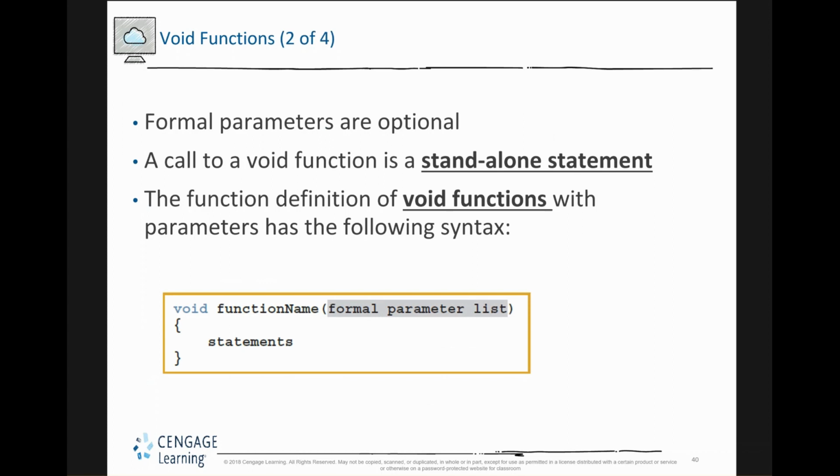Here's more about void functions. Formal parameters are optional. That's what goes inside the parentheses. You don't have to have them. You could just have the parentheses with nothing there. A call to a void function is a standalone statement. A function definition of void functions with parameters has the following syntax. You have the word void. That means you're not going to use a return statement. So you have the word void, then you have your function name, and then whatever variables for your parameters, okay? And then, of course, the statements of whatever you're doing inside your function.